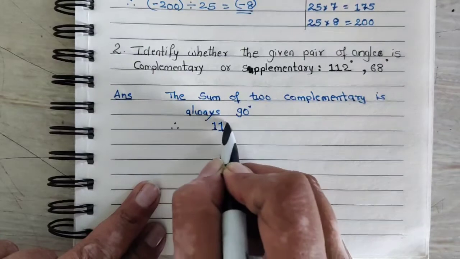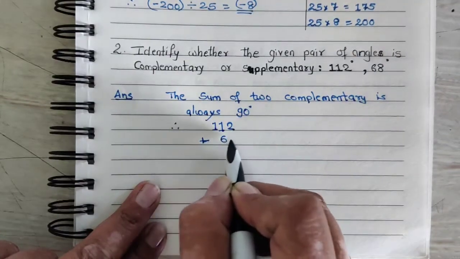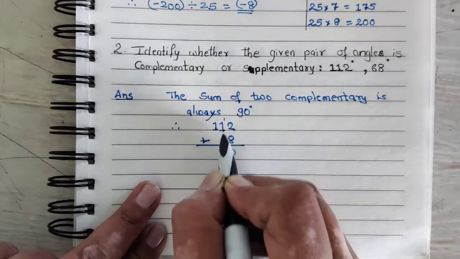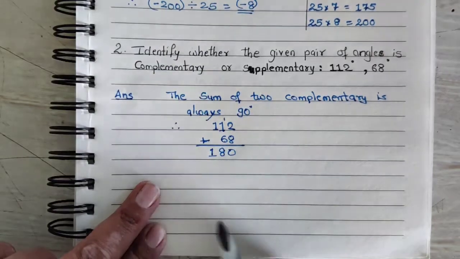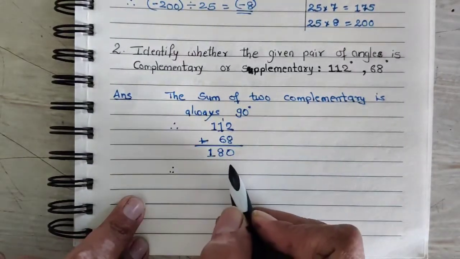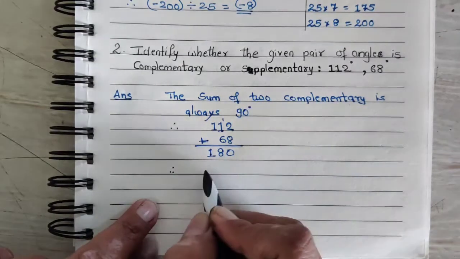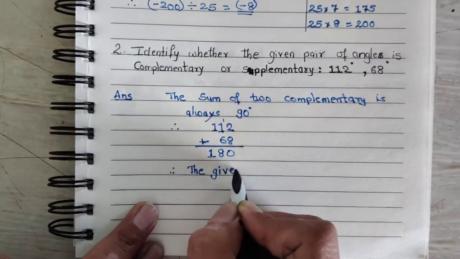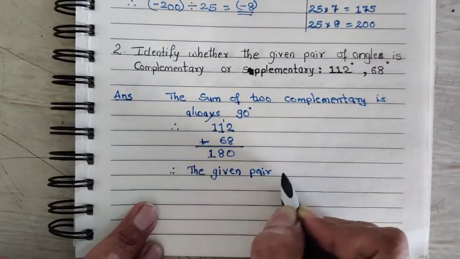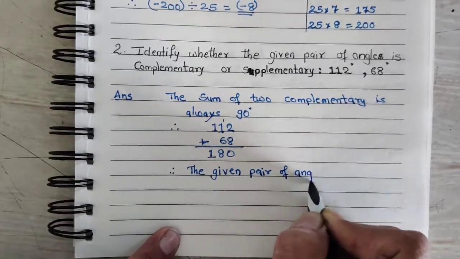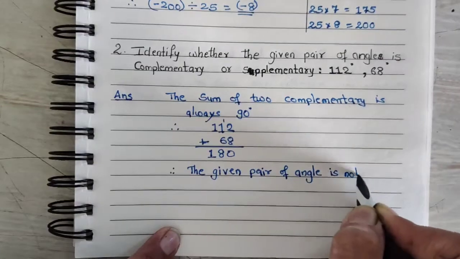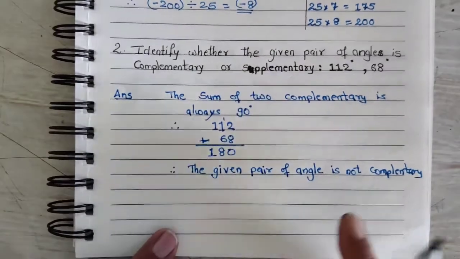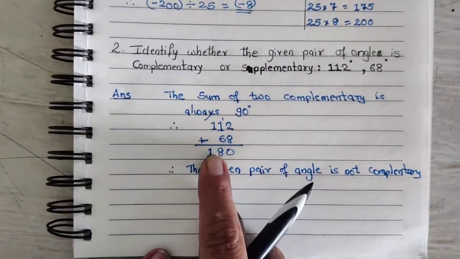So 112 plus 68. We get 180. Therefore, as the sum has come to 180, the given pair of angles is not complementary. That means if it is not complementary, definitely it is supplementary because it is 180.